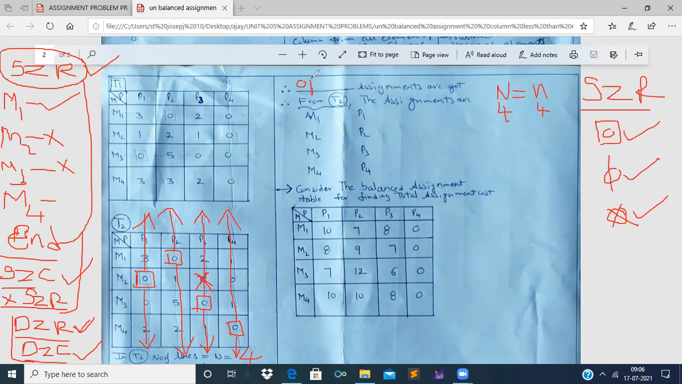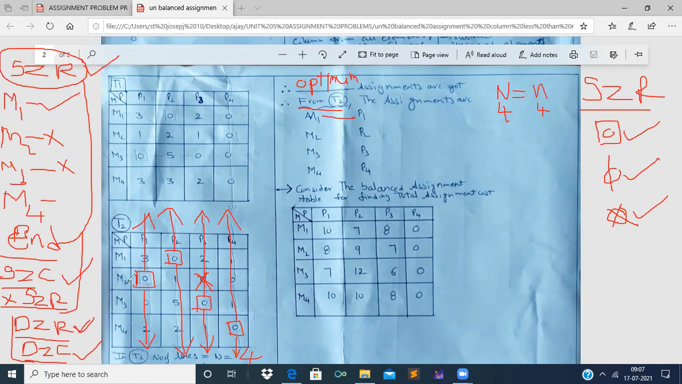Therefore, the optimum assignments are got. Therefore, from table T2, the assignments are as follows, right? So we have to assign this machine M1. See here, in row 1, M1 has got assignment to this person P2, right? So M1 should be assigned, machine M1 should be assigned to person P1, right?